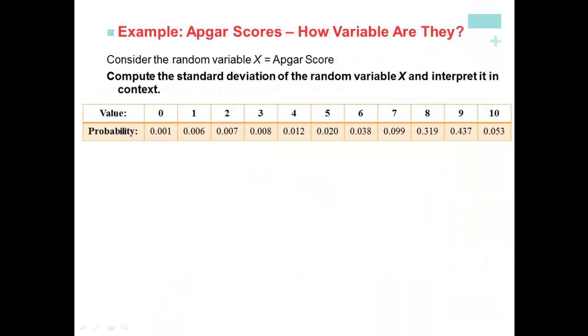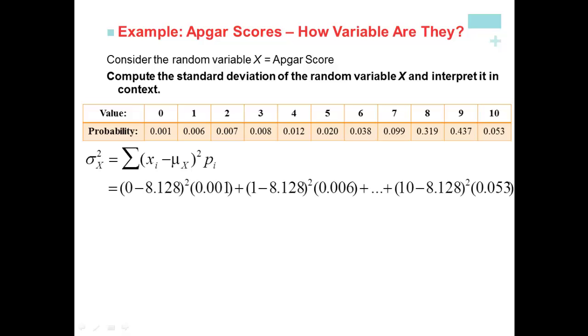If you remember yesterday, we were working with APGAR scores as they related to a healthy child. Here was our discrete random variable for the scores from 0 to 10. Now I want to compute the standard deviation of the random variable x and interpret it in context of the problem. So again, our formula is the variance will equal the sum of each individual x minus the mean squared times the probability of that outcome. If you remember from yesterday's PowerPoint lesson, the mean of this random variable was 8.128.